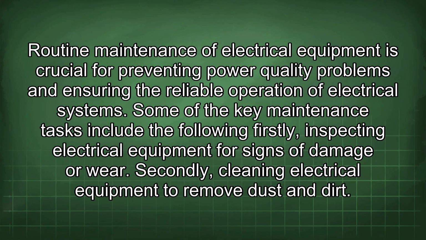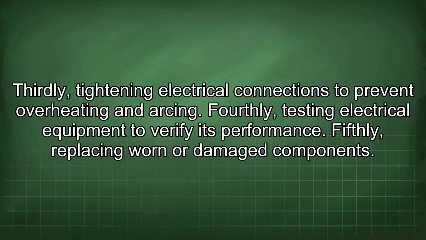Routine maintenance of electrical equipment is crucial for preventing power quality problems and ensuring the reliable operation of electrical systems. Some of the key maintenance tasks include the following. Firstly, inspecting electrical equipment for signs of damage or wear. Secondly, cleaning electrical equipment to remove dust and dirt. Thirdly, tightening electrical connections to prevent overheating and arcing. Fourthly, testing electrical equipment to verify its performance. Fifthly, replacing worn or damaged components.